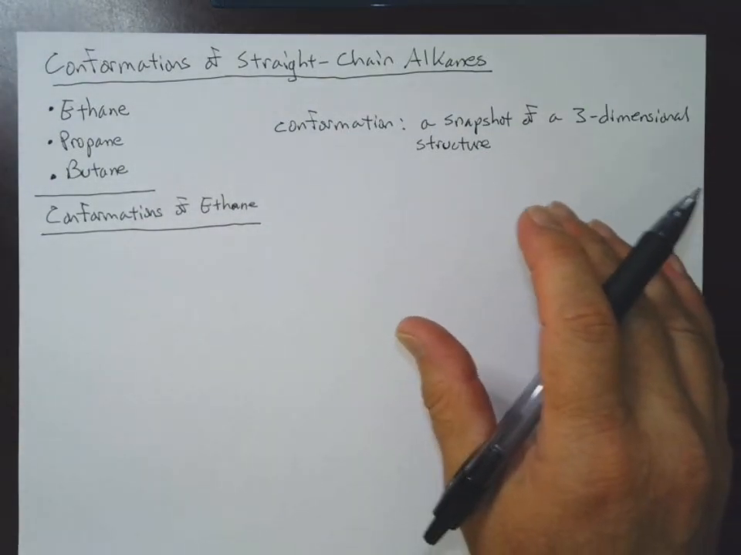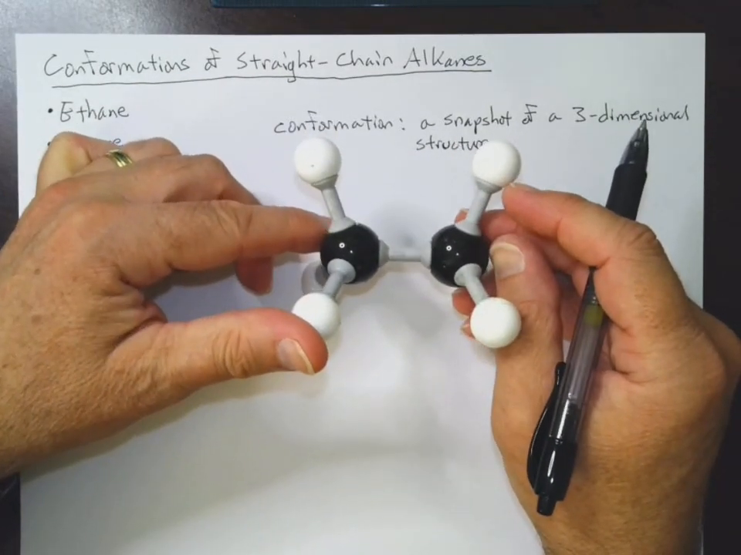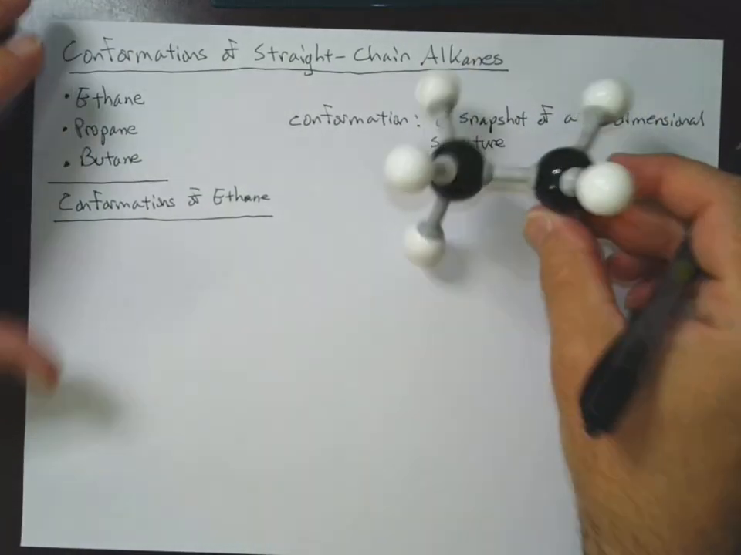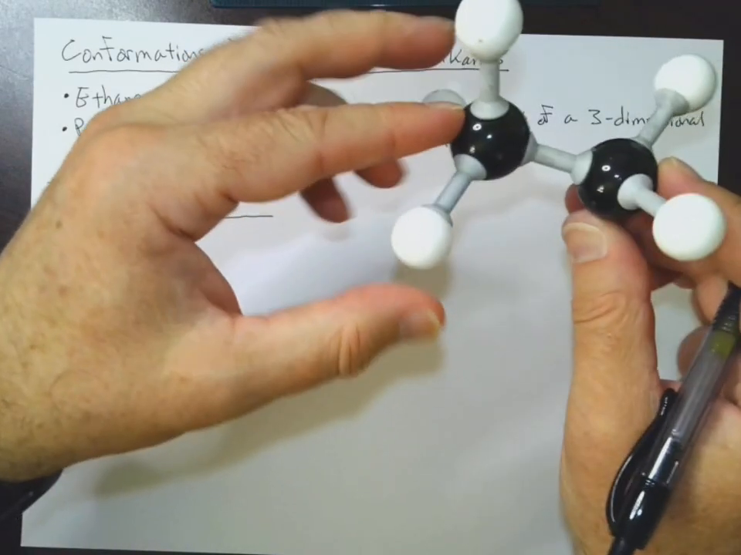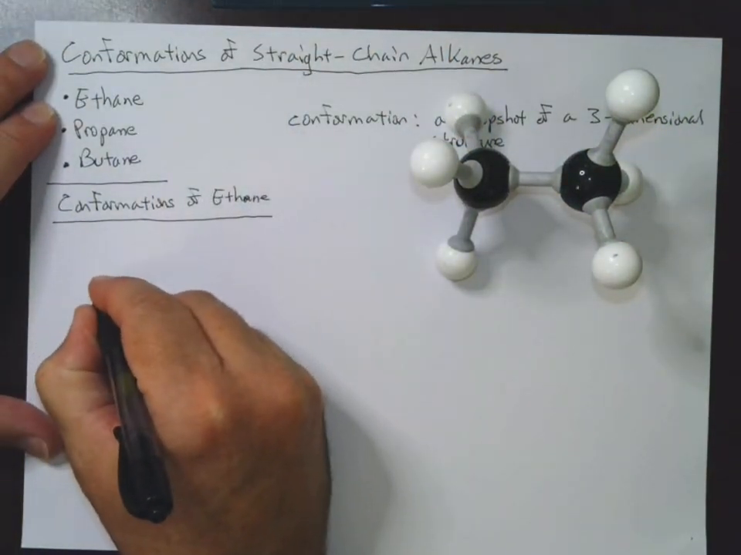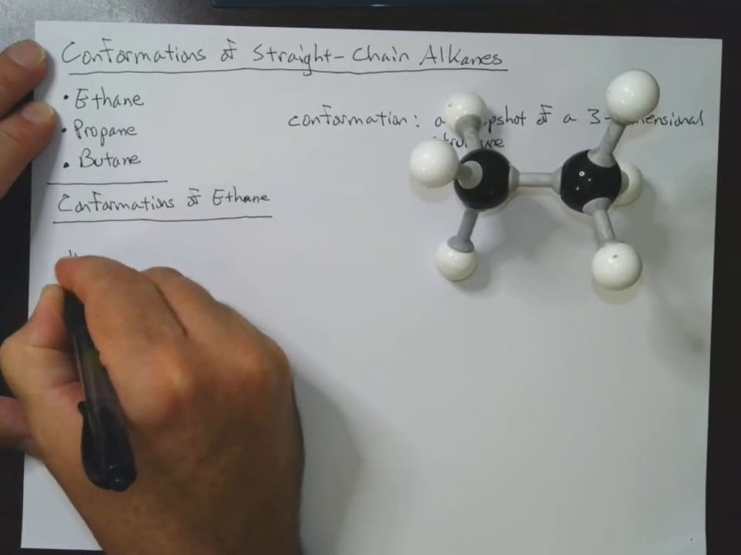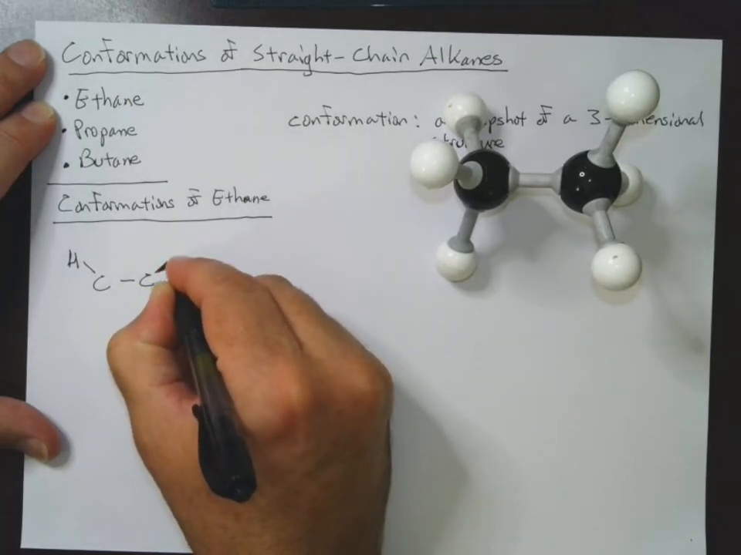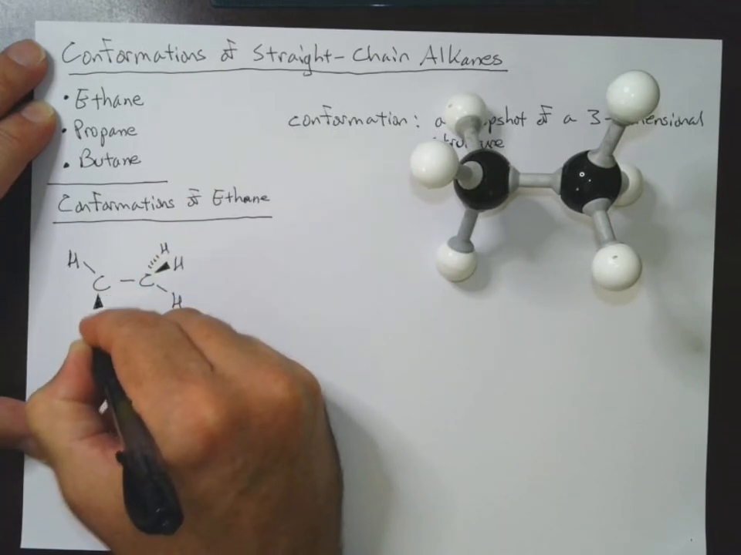So if we build our model of ethane, we could draw some different versions of this. So let's start by drawing this version like that. There we go. So I could have carbon bonded to a carbon. Up here I have a hydrogen. Down here I have a hydrogen. And then I can use my wedges and dashes to represent the other hydrogens.